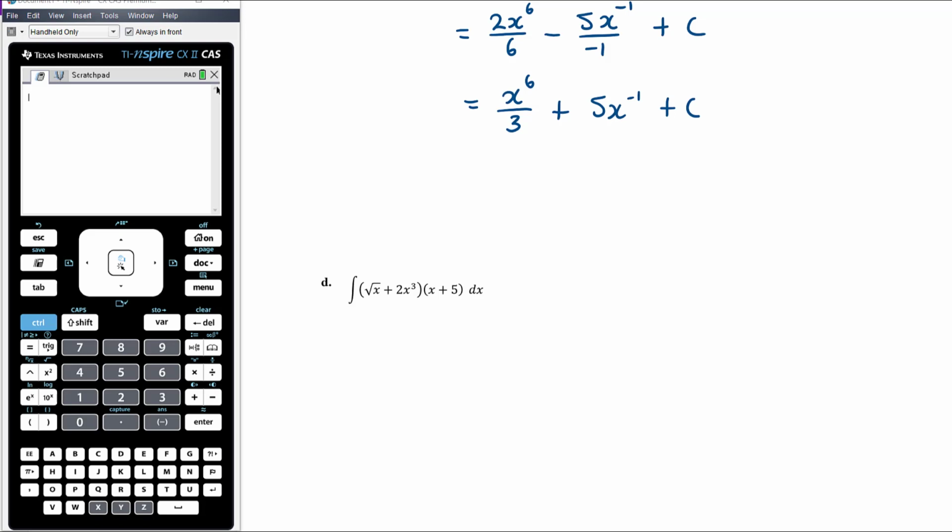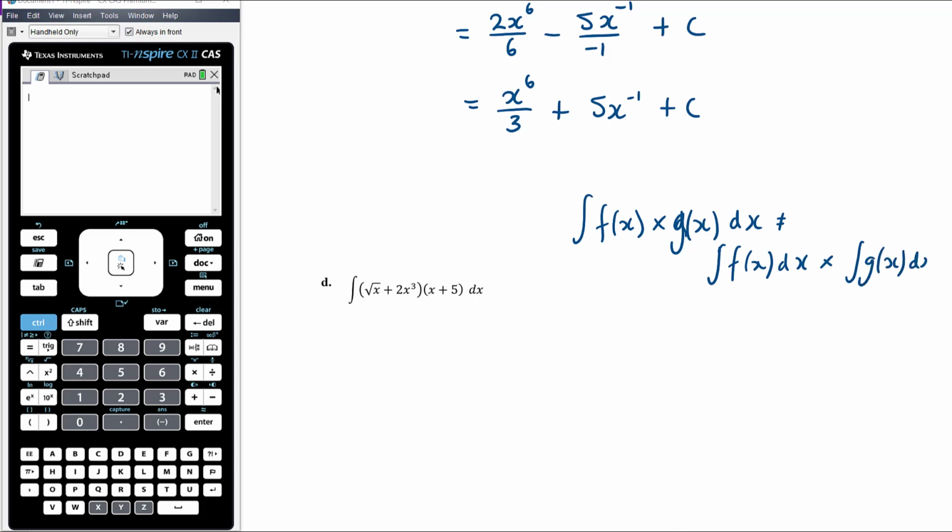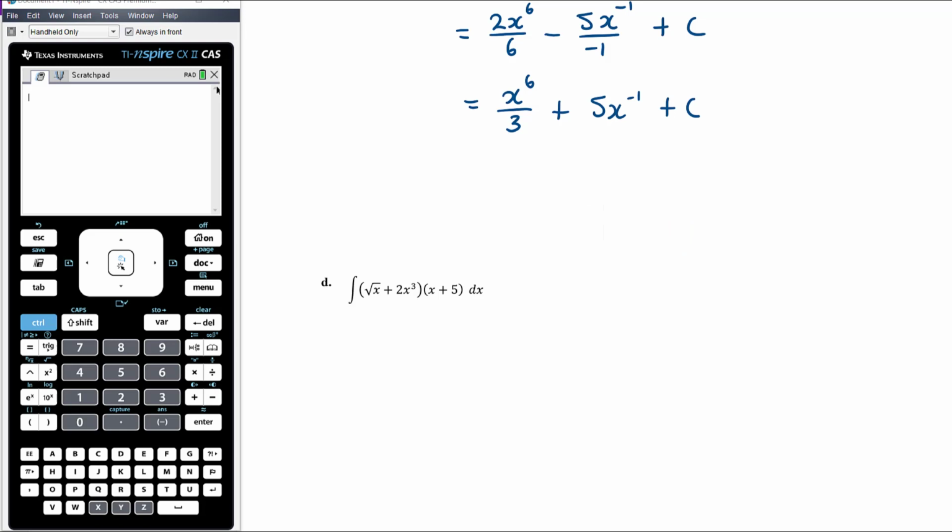So what we learn here is that the antiderivative of f of x times g of x does not equal the antiderivative of f of x times the antiderivative of g of x, okay? So again, there is no product rule, and that's certainly not it. You must simplify so that you only have addition or subtraction within your integral before you then go about anti-differentiating.